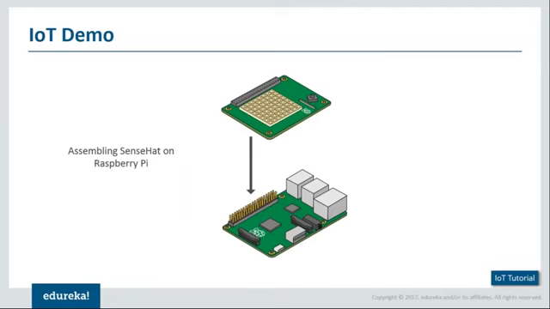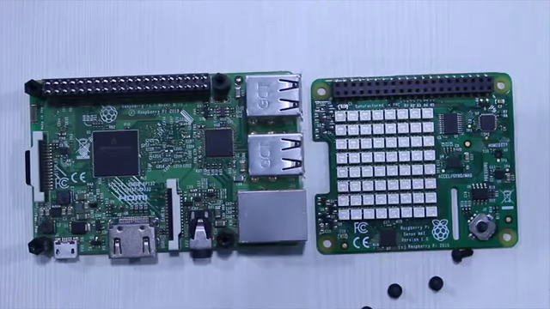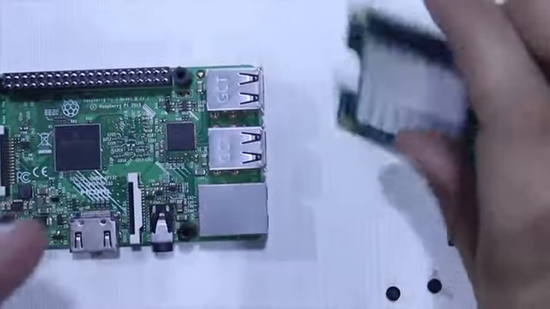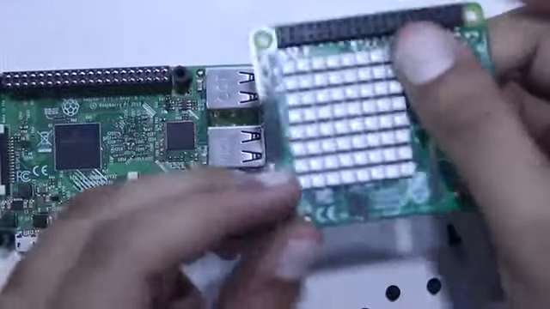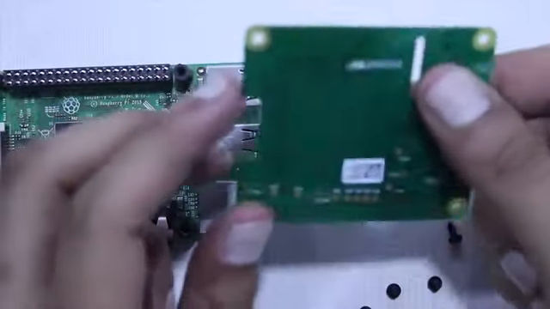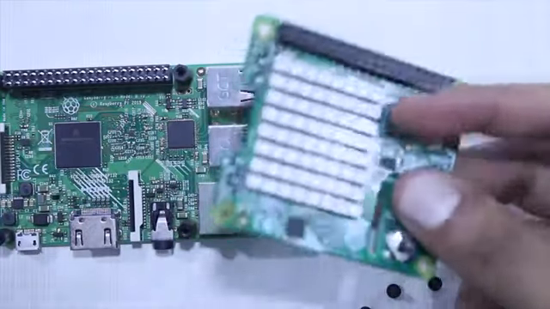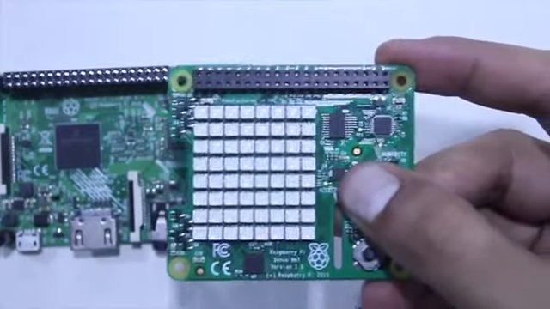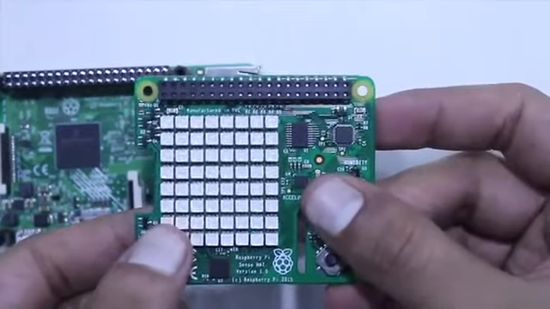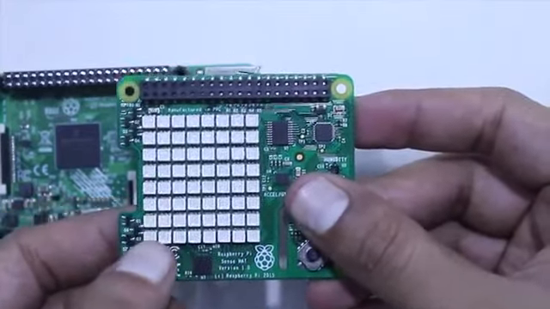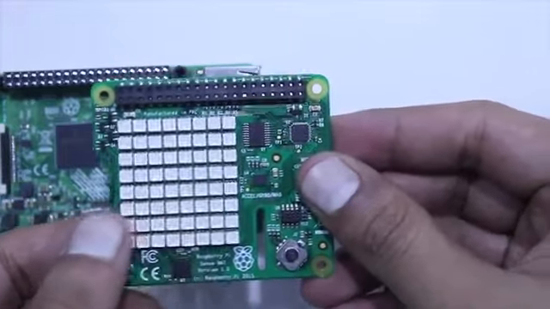First, let me show you what the Sense HAT is and how you can assemble it on the Raspberry Pi. So this is my Raspberry Pi unit, and this is the Sense HAT board. This is a simple additional board that you can add on top of your Raspberry Pi. How it's different is that, in comparison to your Raspberry Pi, there is an 8x8 digital LED display present here, which you can use for various purposes as per your requirement.